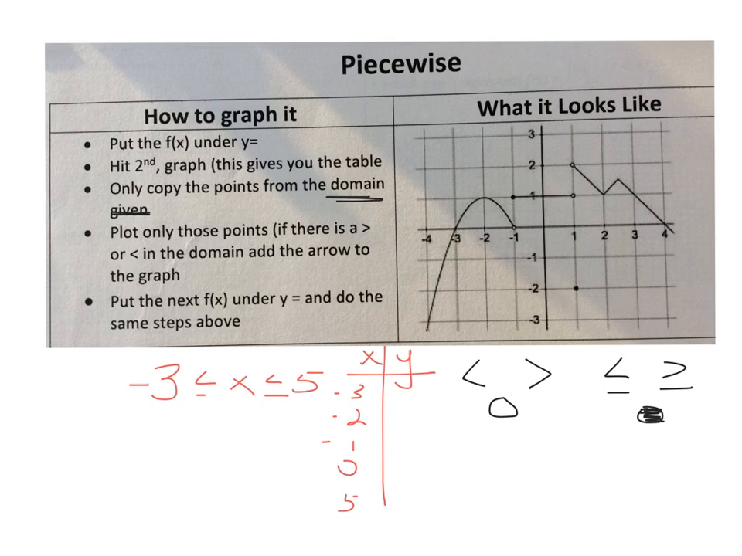okay, I don't know why it's not going away, but that's all right. If I took it away and I just gave you a less than symbol, like such, then you would have a closed dot and an open dot.